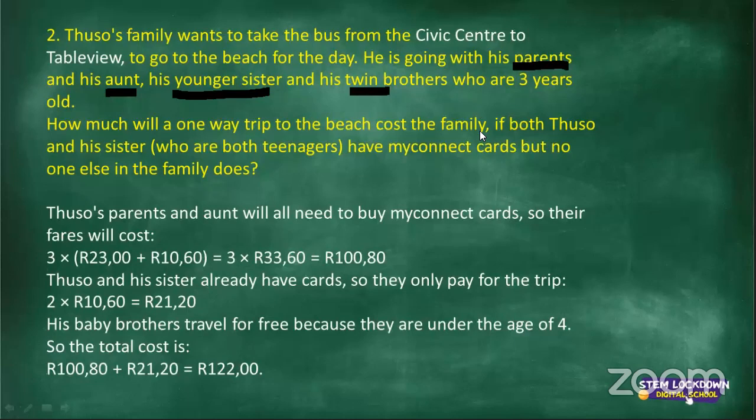Lutando got 121 rands 20 cents. So I'm not sure why. Let's try and do the calculations again and see. Let's first tackle the problem for Lutando: 23 plus 10 rand 60, multiplied by 3, we got 100 rands 80 cents. And then the 2 times 10 rand 60 is 21 rands 20, plus 100 rands 80. I'm not sure why you got 121 rands because I tried doing the calculations again and I got the same answer. So I'm really not sure why you got 121 rands 20, Lutando.